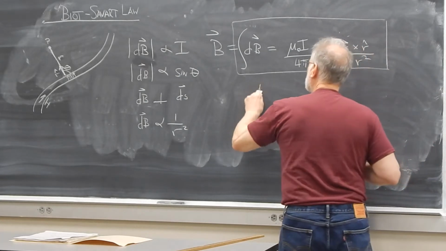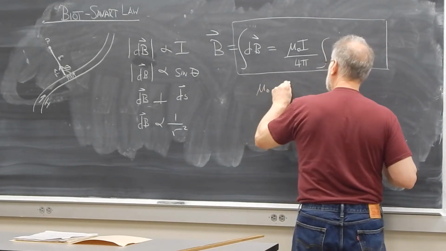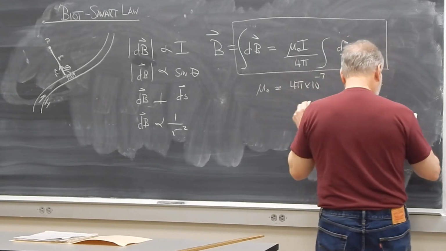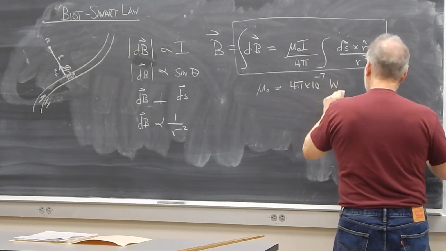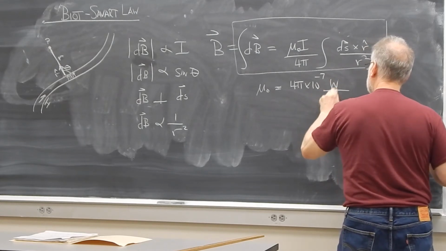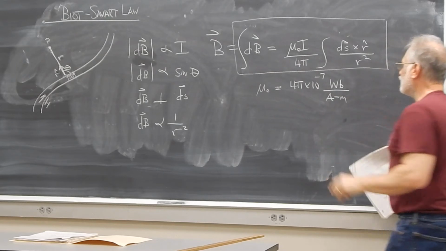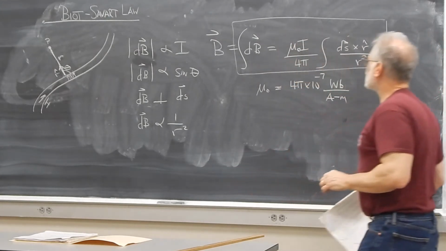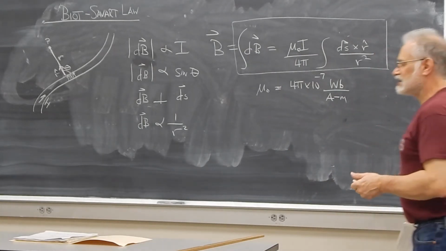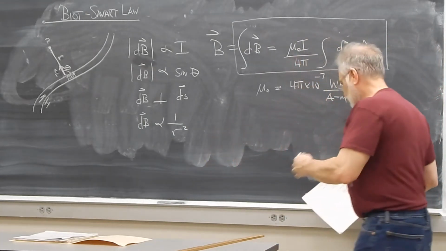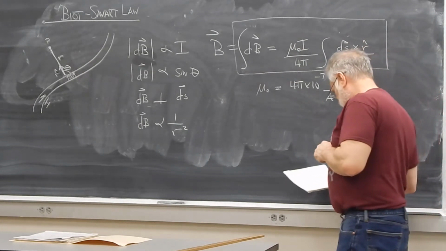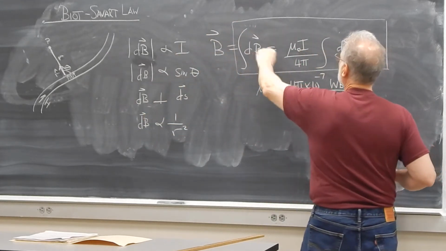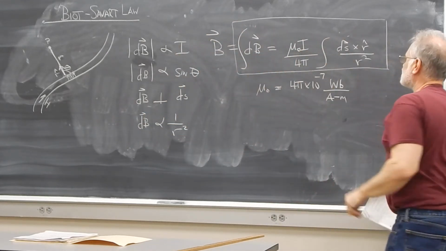Mu naught is defined as the permeability of free space, and it's equal to 4 pi times 10 to the minus 7 webers per amp meter. It's a constant similar to the epsilon naught that you remember from electrostatics. In fact, there's a very nice relationship between epsilon naught and mu naught that we'll get to later on in the course. If we want to find the field due to that entire piece of wire, what we do, of course, is integrate, and then this is what we have.